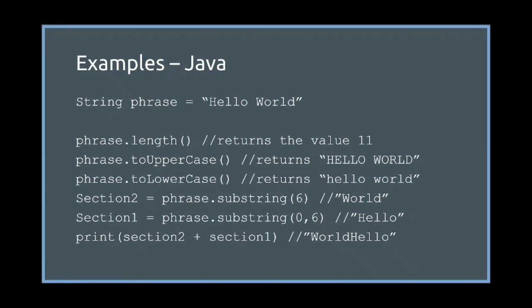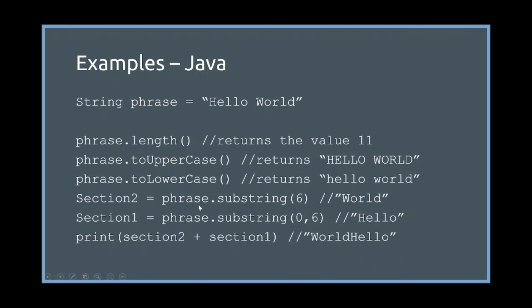So if we have a look at the Java example, you can see more or less everything has stayed the same. The difference is that upper and lower is toUpperCase and toLowerCase. Also, left and right is written a little bit differently, and we use a substring, and we give the index of where it starts and the index of the end.